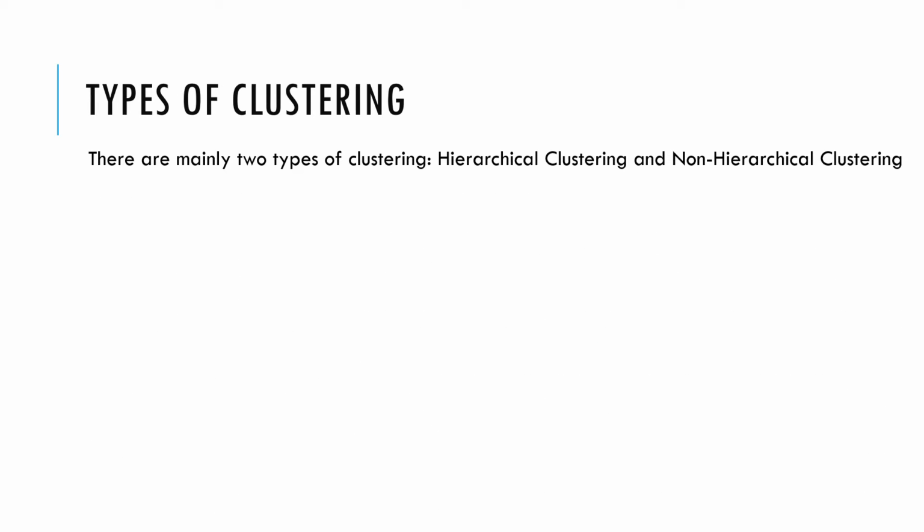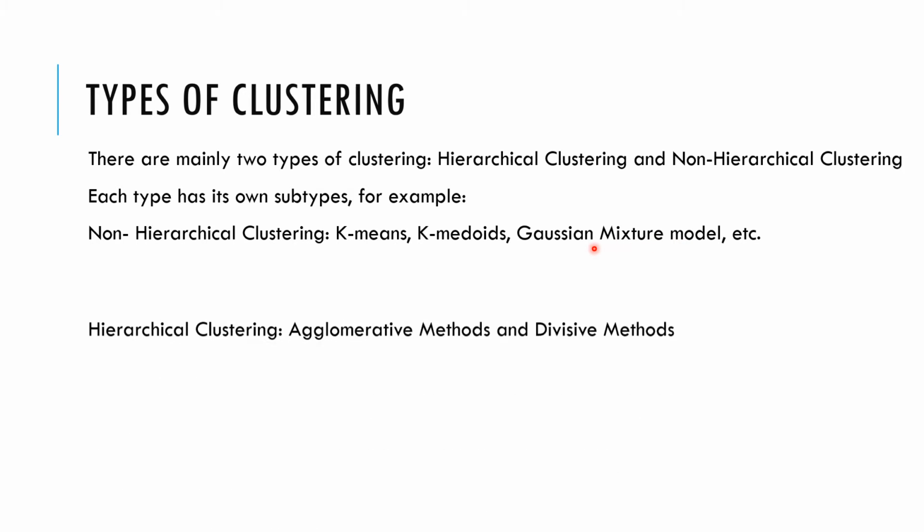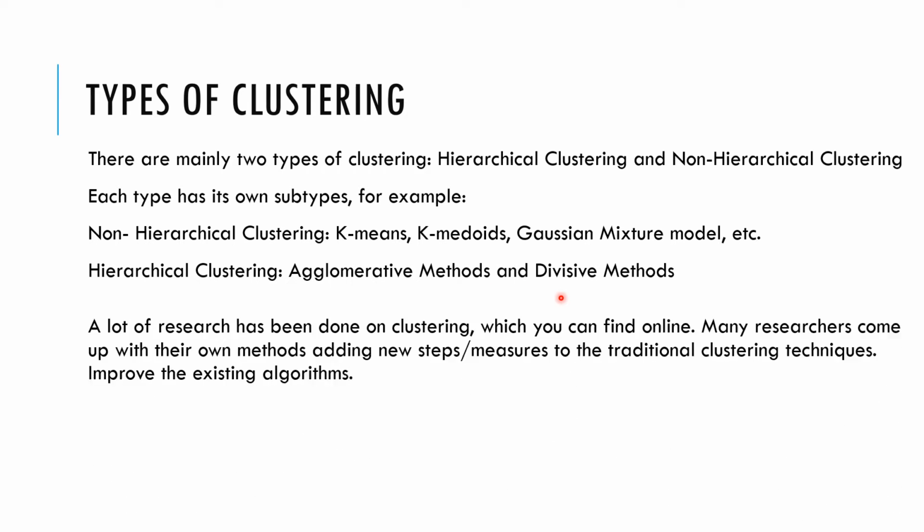So there are types of clustering. There are mainly two types: hierarchical clustering and non-hierarchical clustering. Each type has its own subtypes. For example, examples of non-hierarchical clustering are k-means, k-medoids, Gaussian mixture model, etc. We'll see in detail what they are. Then hierarchical clustering mainly has two subtypes: agglomerative methods and divisive methods.